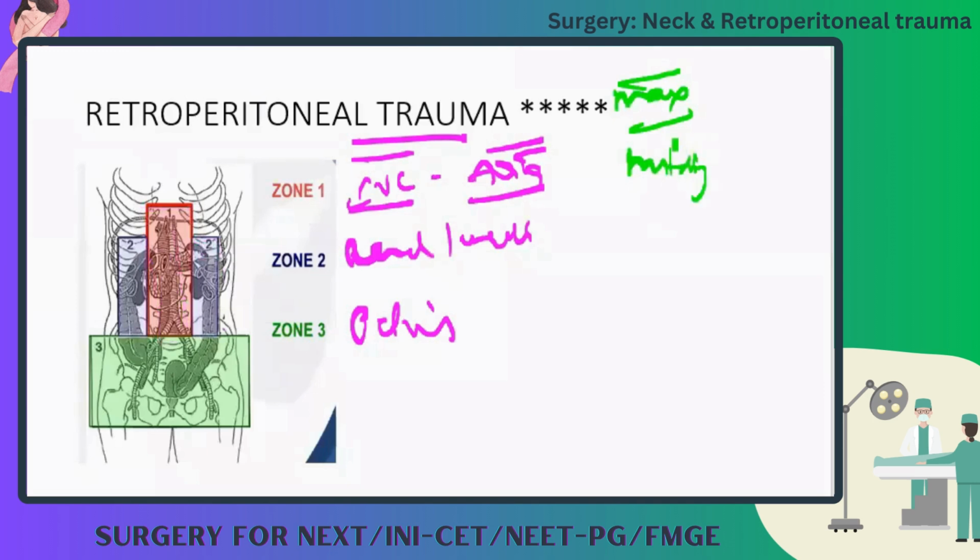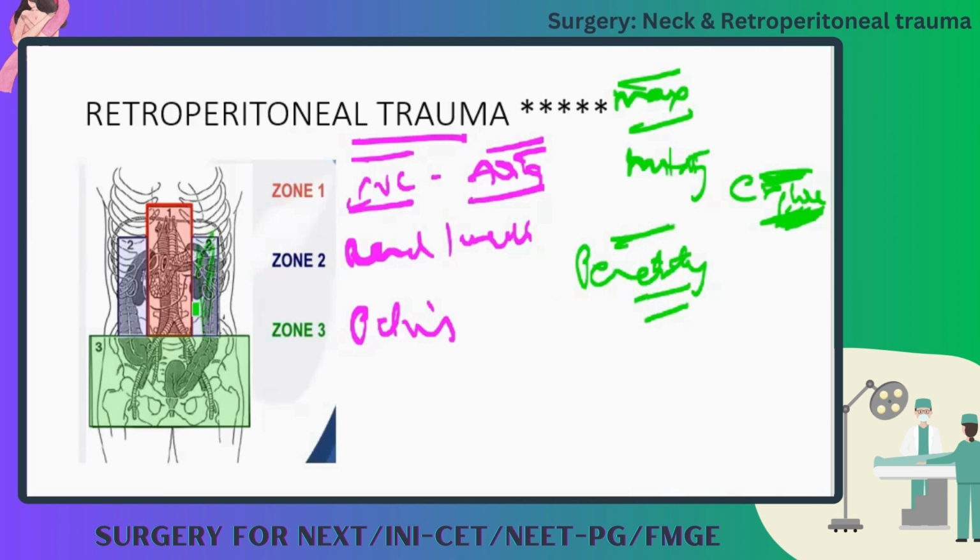Very good. And emergency exploration is required for which zone? Zone 1 only, IVC and aorta. If there is damage to zone 1, we have to explore, whether blunt or penetrating trauma. Whereas in zone 2, only for penetrating trauma we have to explore. No need to explore blunt trauma if the patient is stable.